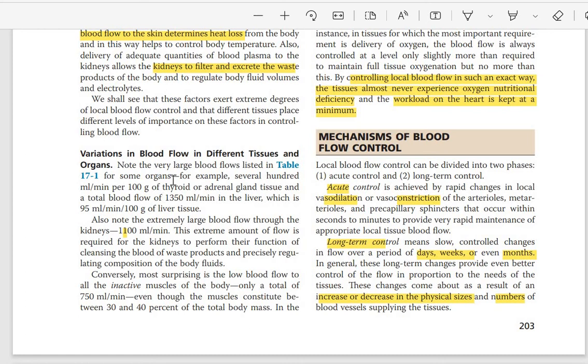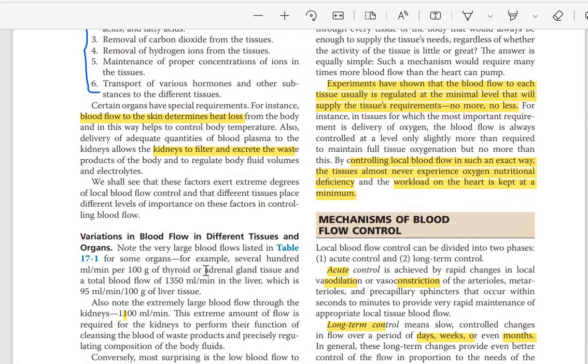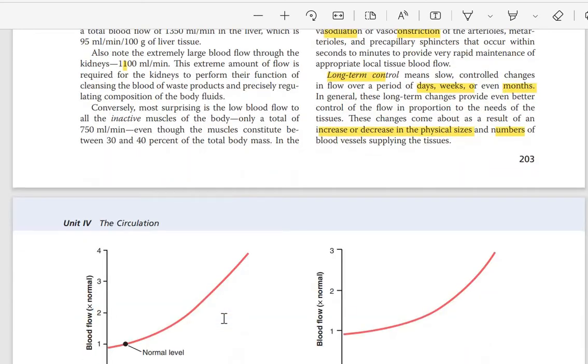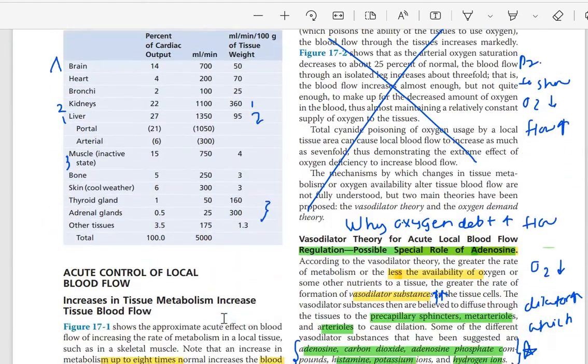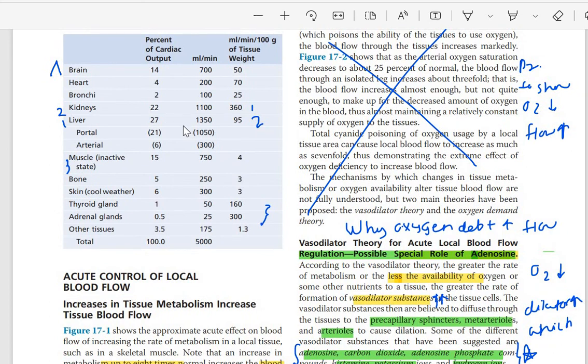After this, the paragraph says variation in blood flow in different tissues. They have mentioned Table 17. Okay. So what this paragraph says is that blood flow to every tissue in the body is different. Okay. Just focus here on this table for a while. There are a lot of MCQs.